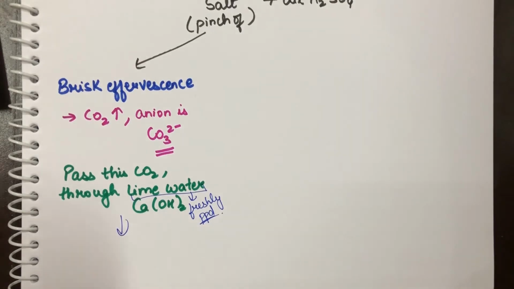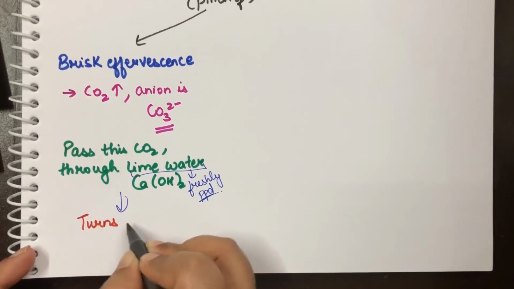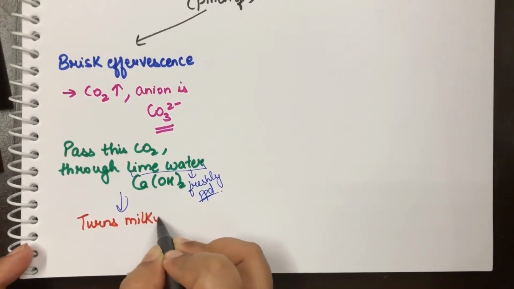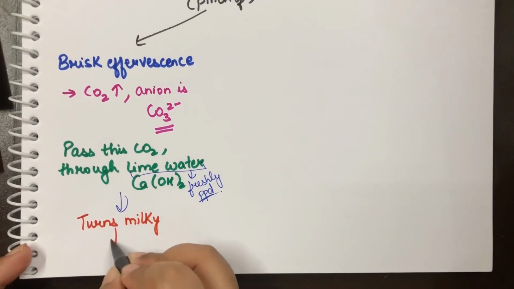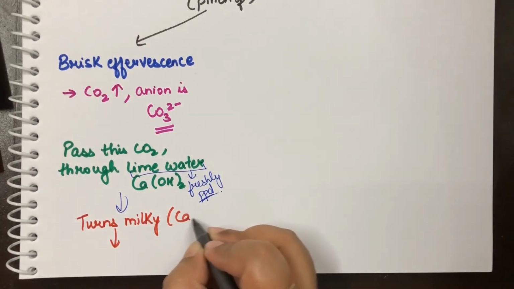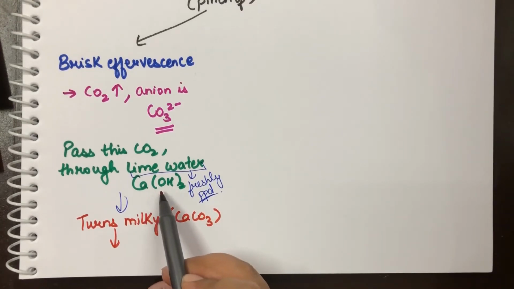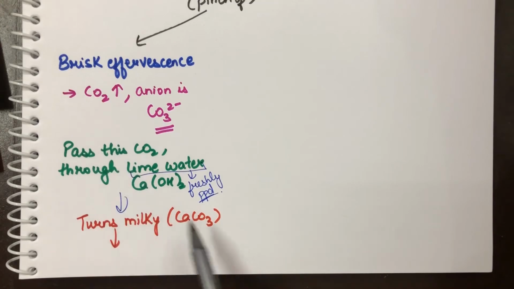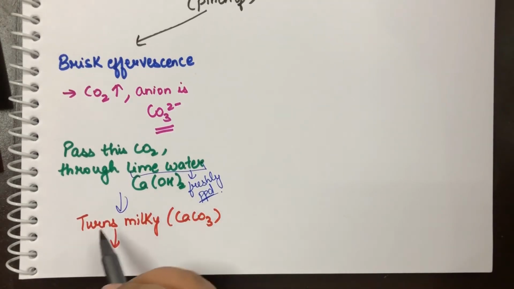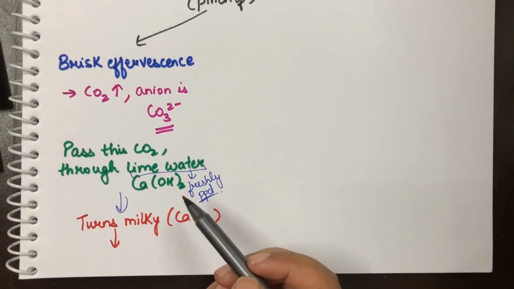Now, if your lime water turns milky, then why will this lime water turn milky? It will turn milky due to the formation of calcium carbonate. What will happen if you have a reaction between calcium hydroxide and CO2? It will form calcium carbonate, which is milky in nature. So due to the formation of calcium carbonate, your lime water will turn milky, right?